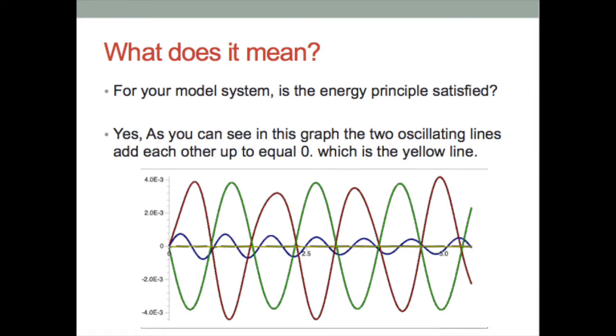As explained earlier, these two changes are opposite in sign and oscillate as the mass approaches back and forth between the Earth and the point of attachment of the spring. Finally, the yellow line represents the total change in energy, and it's zero because no energy is being added or taken away from our system of the mass, the spring, and the Earth. This satisfies the energy principle.